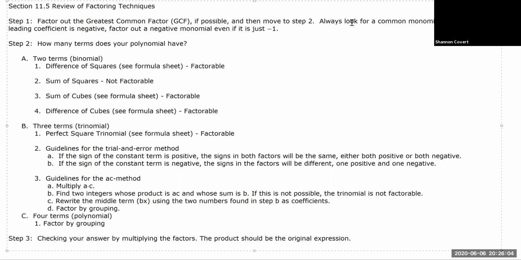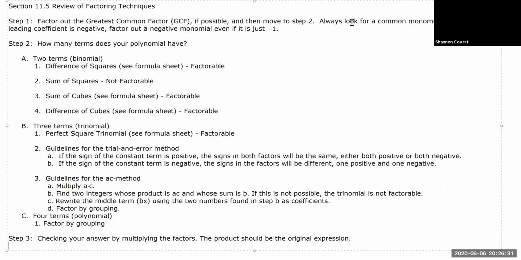If it doesn't have two terms, it's likely going to have three terms, which we call a trinomial. And there is perfect square trinomials, which you will find that formula on your formula sheet, and that is factorable. The one thing I will mention about a perfect square trinomial is that it can be factored like any other trinomial. So if you don't recognize right away that you have a perfect square trinomial, that's fine. You can just factor it with one of these other two methods here.